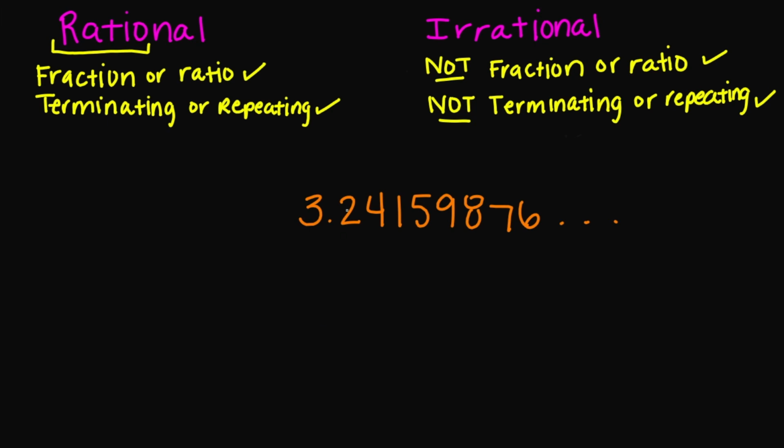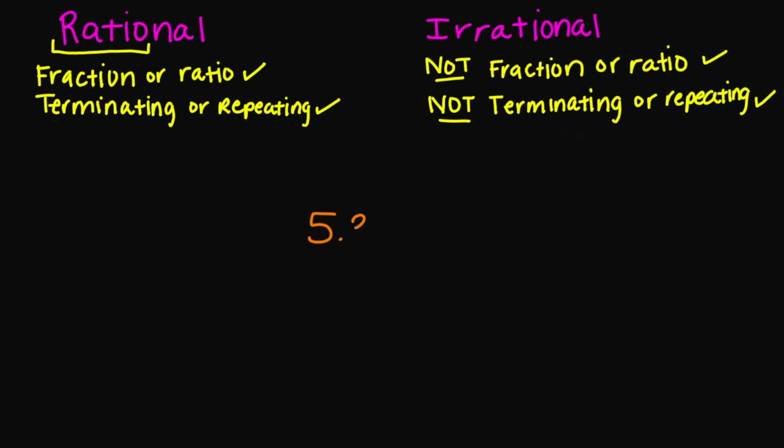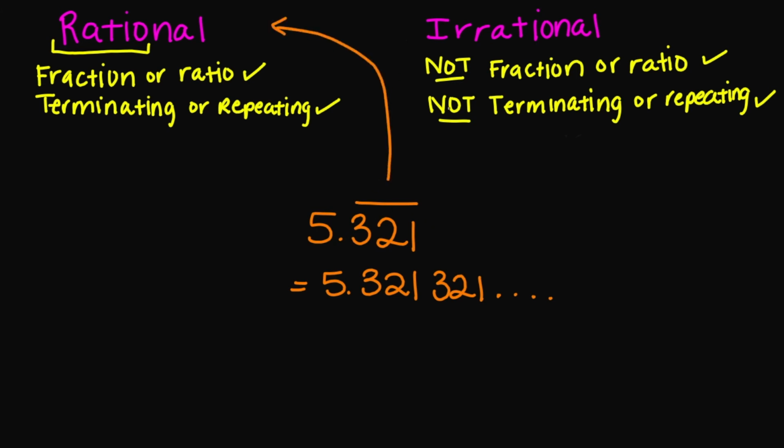Let's look at this decimal here, 3.24159876, and it goes on and on and on. This number here is irrational because the number is not a terminating decimal, nor does it repeat itself. If you have 5.321 repeating with a line over, that means you have 5.321321 repeating itself. Is this number rational or irrational? This number is rational because you have a repeating decimal.